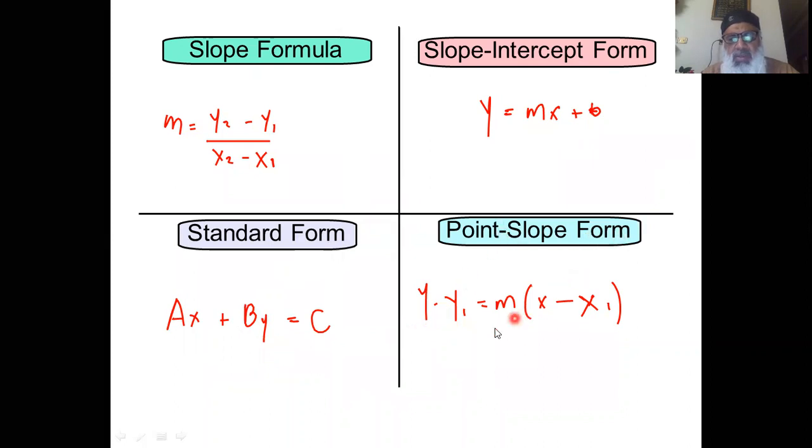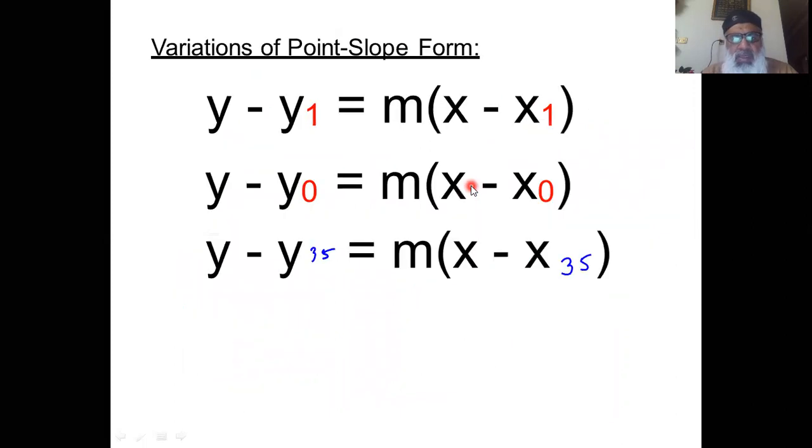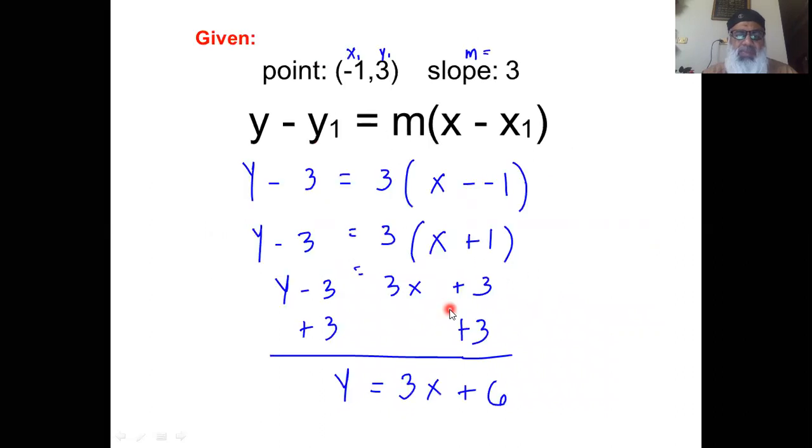Point slope form: when only one point is given and the slope is also given, we can find the equation of the straight line. The variation of point slope form is y minus y1 equals m times x minus x1. If one point and the slope m are given, you can write it this way. If y naught and x naught is a different point, once again you put the values over here and you get the answer. Similarly, if there are so many points, once again, in the same format, you can find the equation just by putting in the real values.